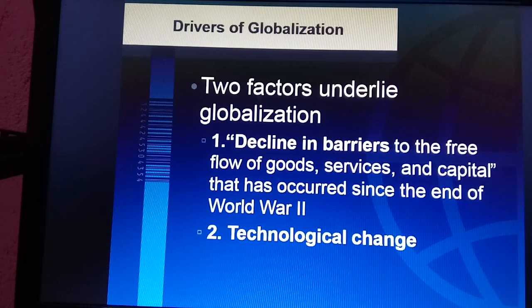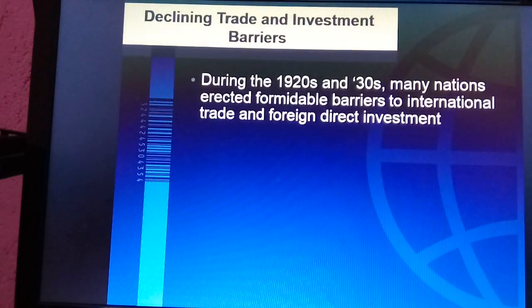And the second main driver of globalization is technological change. During the 1920s and 30s, many nations erected formidable barriers to international trade and foreign direct investment, formidable barriers that are hard to break down. So they really protected their own.